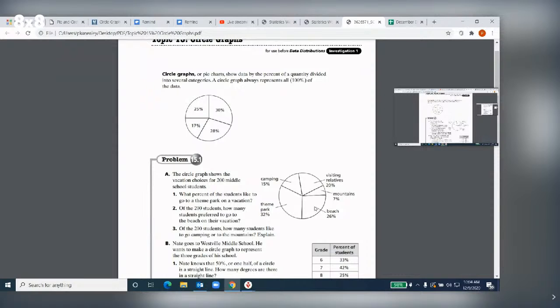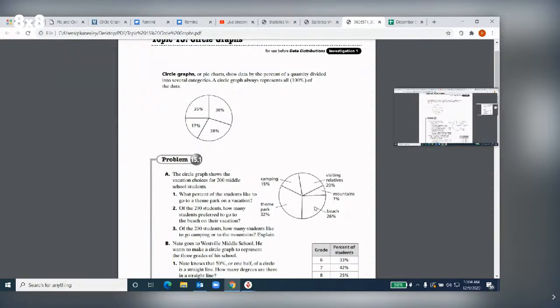If it was just 100 students, you would know it's just going to be 26, because 26 over 100 gives you the 26%. This goes back to converting fractions to decimals, some of the stuff we did a little bit early on. Number 3, of the 200 students, how many like to go camping or to the mountains? Look at mountains, that's 7%. Camping is 15%. You would combine those two, so the 15 and the 7 is 22% times 200.